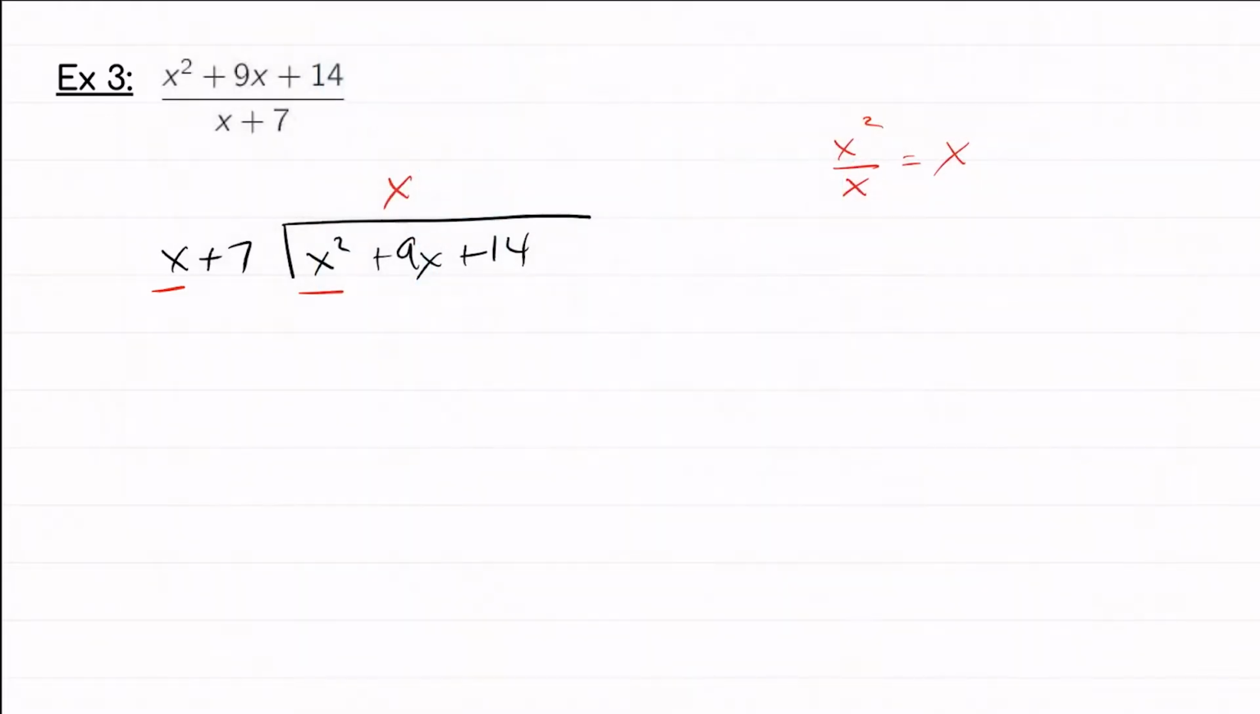And then the next step is multiplying back. x times x gives us x squared. But don't forget, you have to multiply to everything. So we're going to multiply x and the 7. x times 7 gives us 7x.